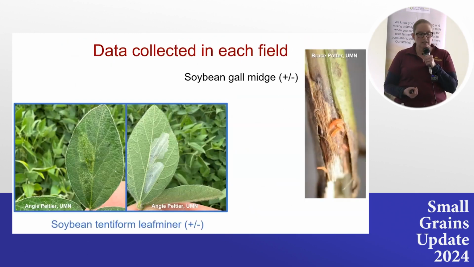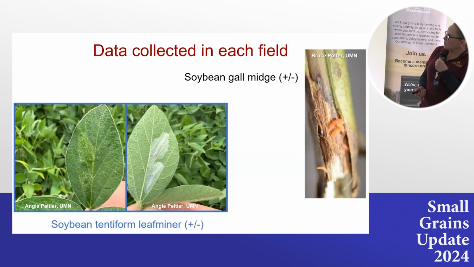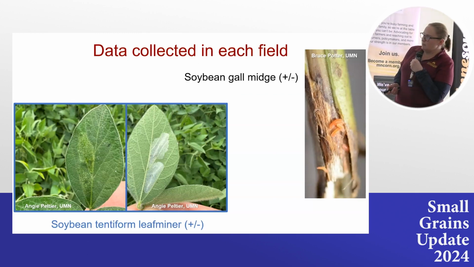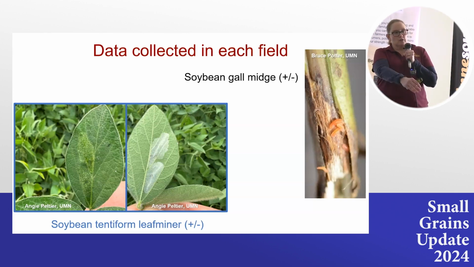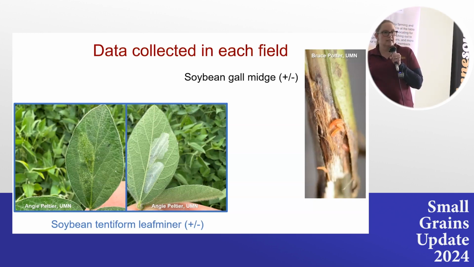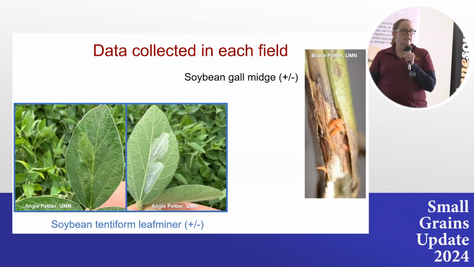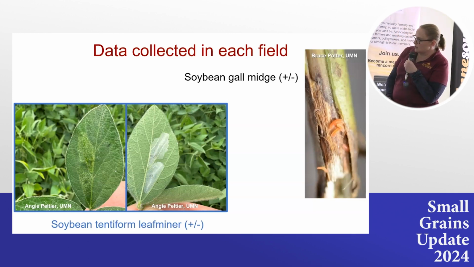A couple of other things we had scouts look for were some of the newest pests to make their way to Minnesota. One is the soybean gall midge. That was first found in the southwestern part of the state, and it's been moving north since. We didn't add any additional counties to our map, so our scouts didn't find soybean gall midge this year.